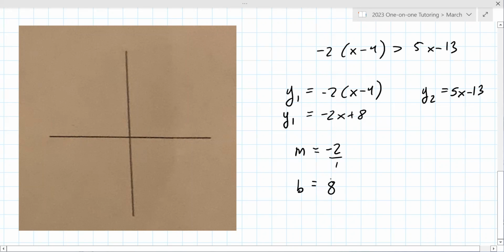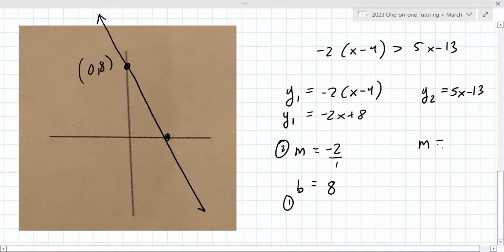So I don't know how accurate this needs to be, but you start at the b value of 8, and then use the slope to go down. And you get a line that looks like this. So you always use the b value first, up top, on the bottom. Yes. Okay. How about the second equation here? What's the slope? What's the b value? 5 and -13. Yeah. So this one starts down here at -13, and goes up.